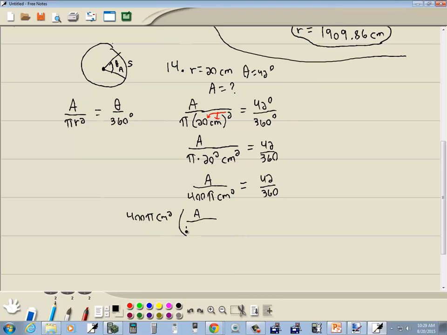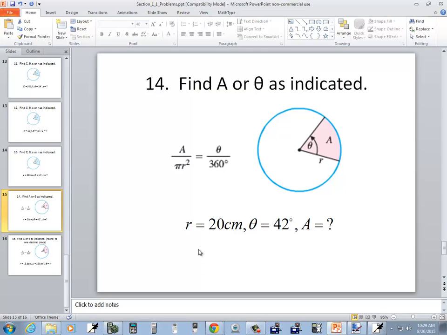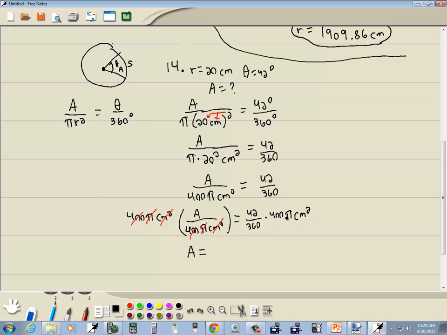So multiply that, and we'll also multiply this side by 400 pi centimeters squared. Now over here, the 400s cancel, the pi's cancel, the centimeters squared cancel, and we're left with area. I'm going to go ahead and plug that in the calculator because I think they're wanting, it doesn't say. If I were to leave it an exact value, I wouldn't want to actually multiply it times pi. So let me just do the numbers first.